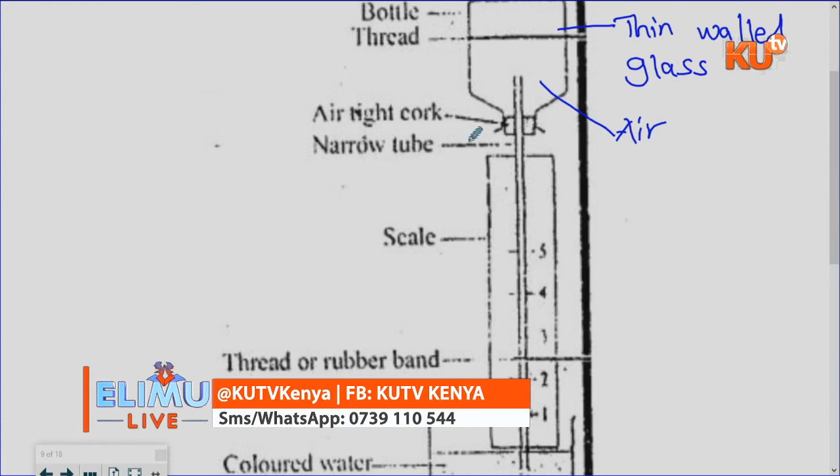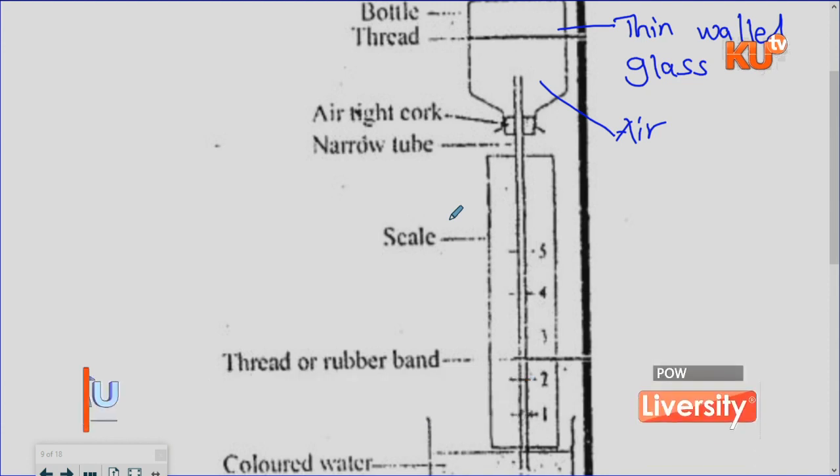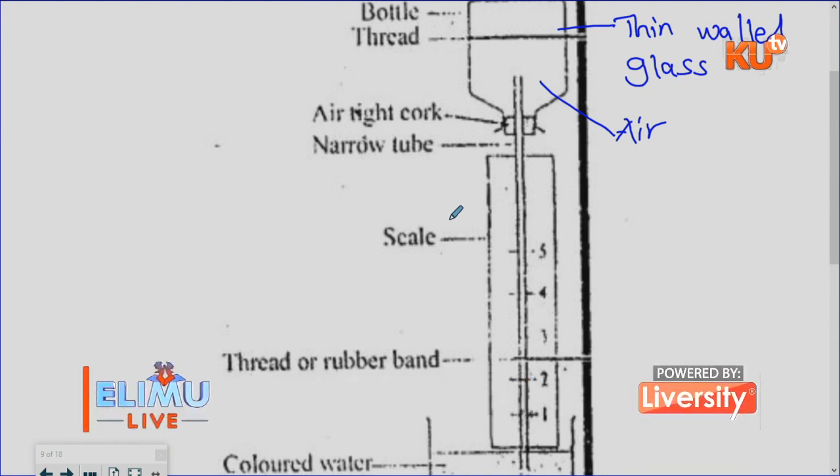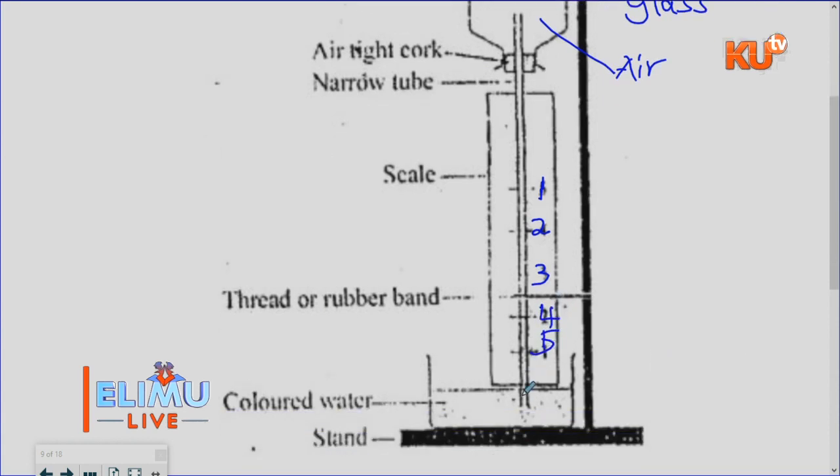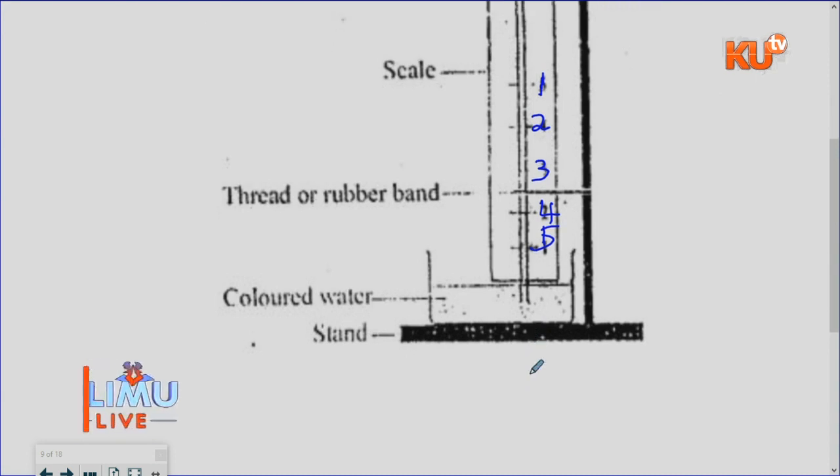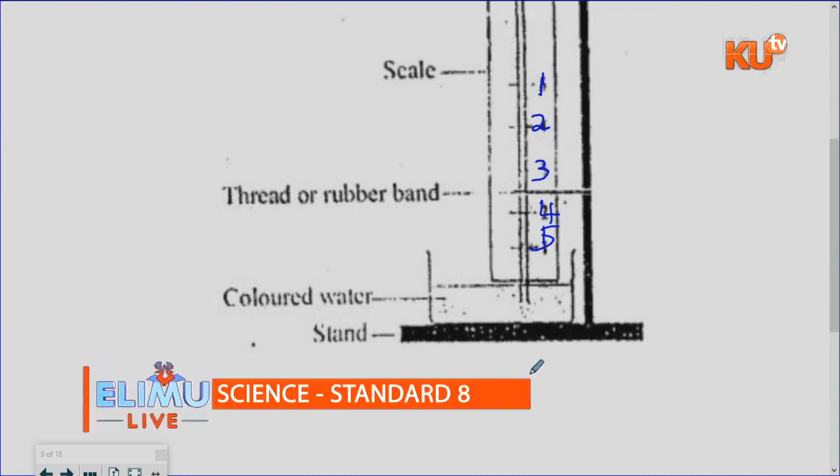Then we have the scale. The scale of an air thermometer runs from up to down. So you can have your readings here as 1, 2, 3, 4, and 5. We also have a rubber band or a thread just to hold it in position. Then we have colored water. Colored water is used for the purposes of visibility. Then we have a stand.